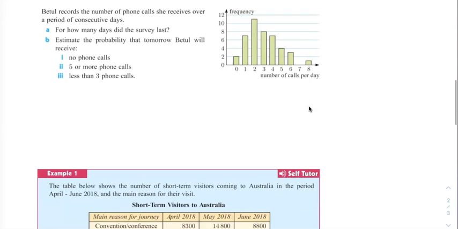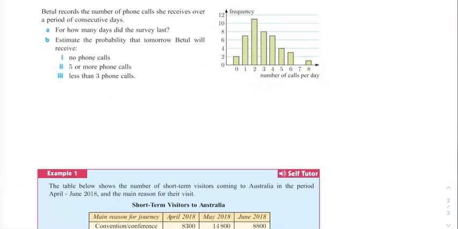Okay, so let's do another example. Bit 2 records the number of phone calls she receives over a period of consecutive days. How many days did the survey last? So keep in mind, let's look at this table. This is the frequency. This is how many phone calls she could possibly get in a single day. This is the number of calls per day. So she got 0 calls, 1 call, 2 calls, 8 calls, whatever. So total number of days it lasts, it doesn't tell you right here. You got to add everything up.